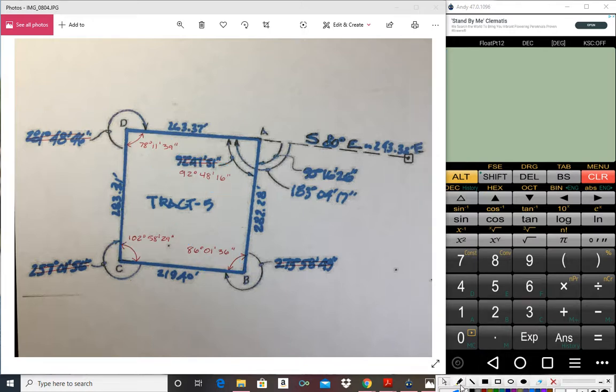For this procedure, we're going to start with our reference bearing. Every traverse has to have a reference bearing. In this case, it's southeast 80 degrees. And we're going to use this angle of 90 degrees, 16 minutes, and 26 seconds to be able to calculate our first bearing for this one line between the A and B line of this traverse.